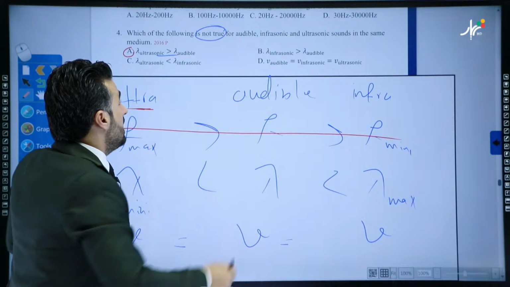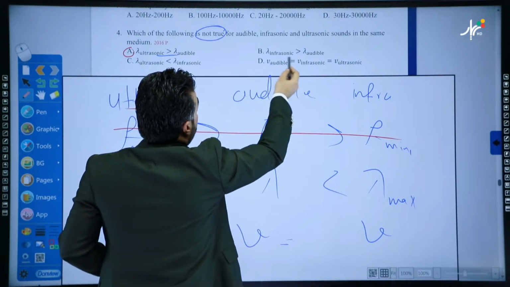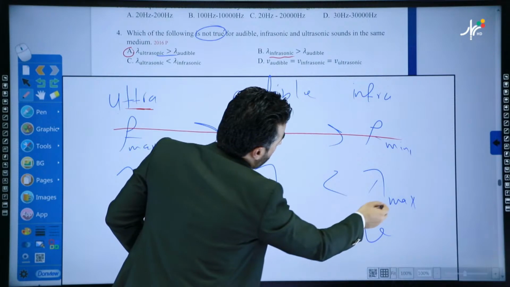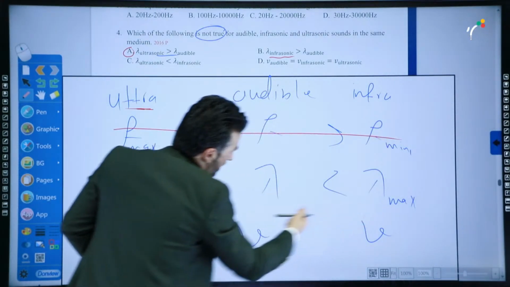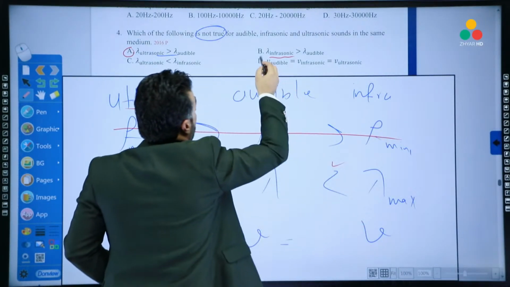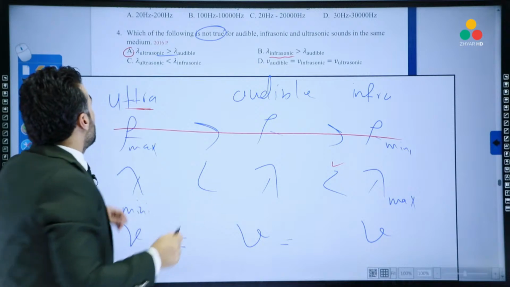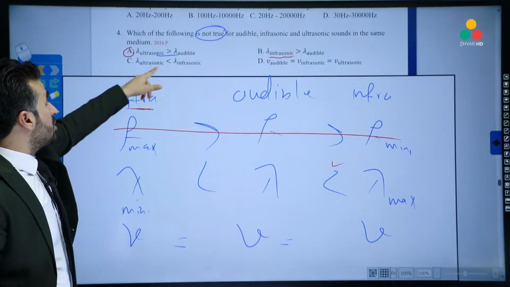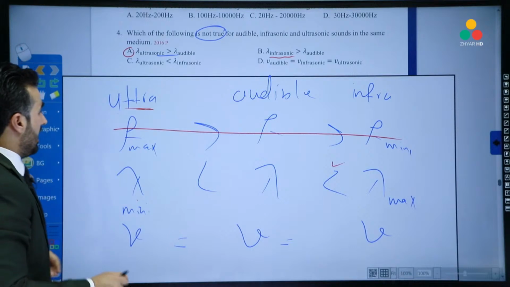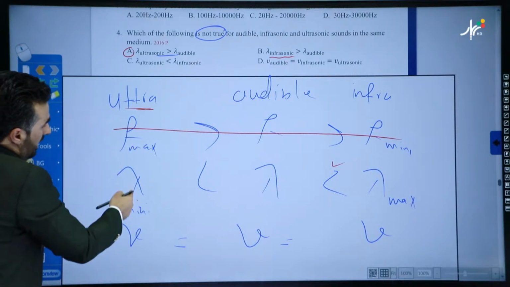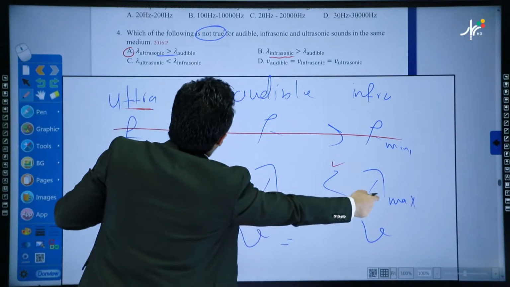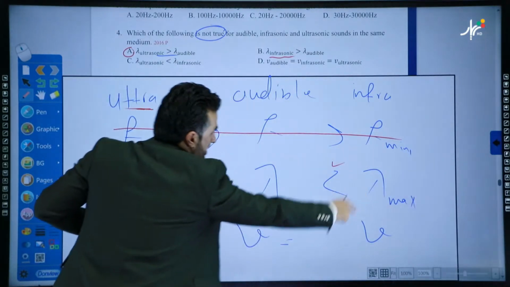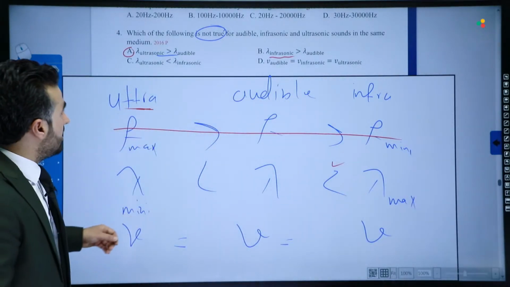Now this one says the wavelength of infrasonic is bigger than audible. Where's the wavelength of infrasonic? This is bigger than the audible, so this is correct, so we're not going to choose this. All right, what about this one here? It says the wavelength of ultrasonic is smaller than the wavelength of infrasonic. That is also correct because this is minimum and this is maximum, so of course it is smaller.